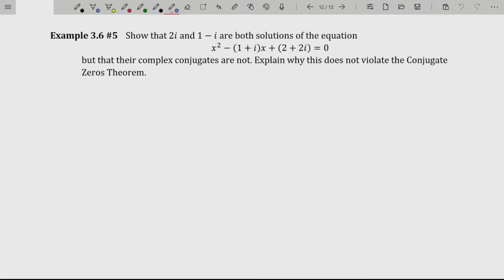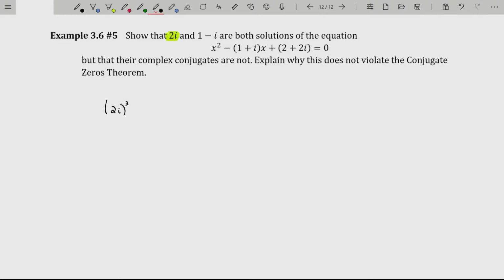Now, as a final example in this material, because we've done factoring over and over again, so I just didn't want to do a ton of factoring, but we're going to show that these two complex valued numbers are both solutions of that equation right there, but that their complex conjugates are not. And this will seem counterintuitive to a lot of people. So let's just do the 2i. We don't have to actually do both of them. We can just do the 2i, right? Because talking about 2i is just enough. All right, so let's go ahead and plug in 2i.